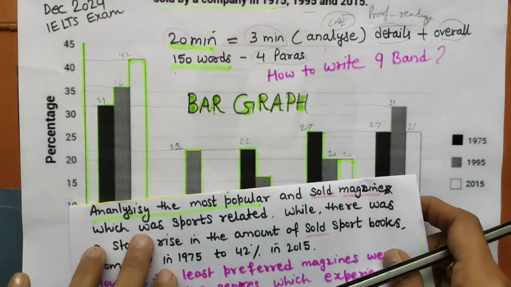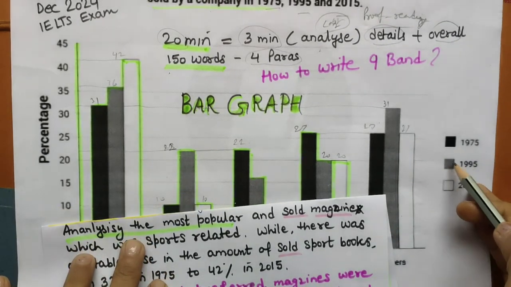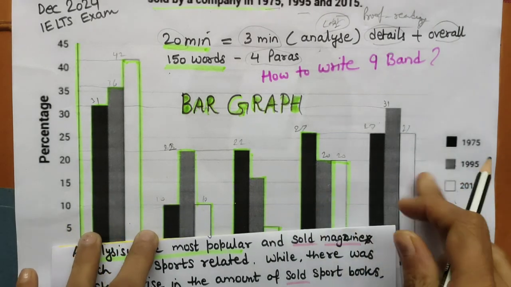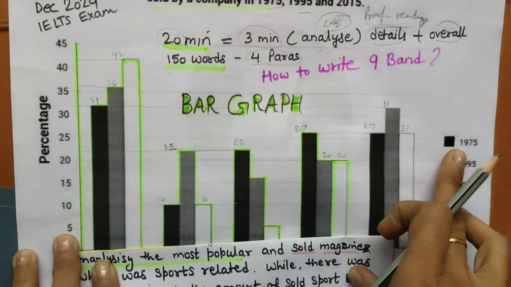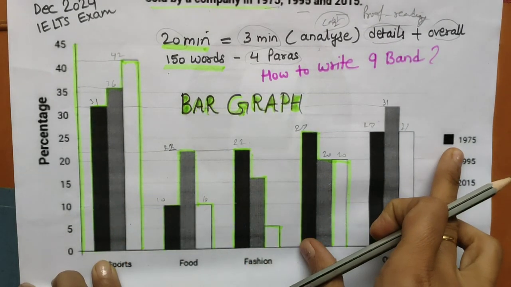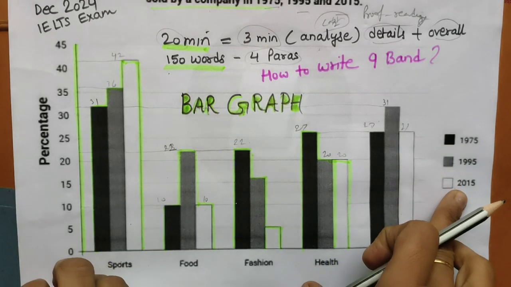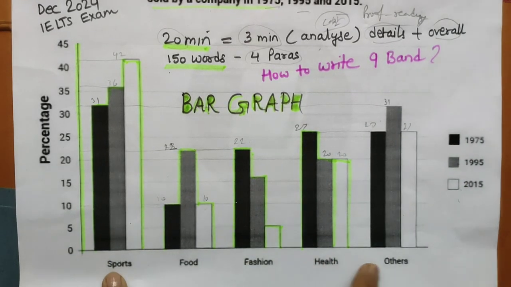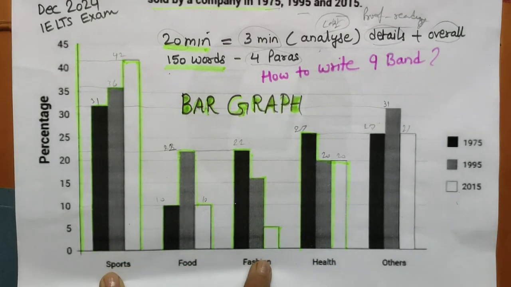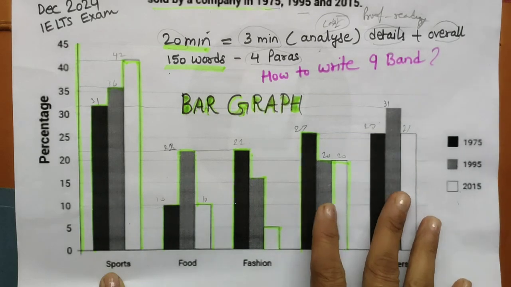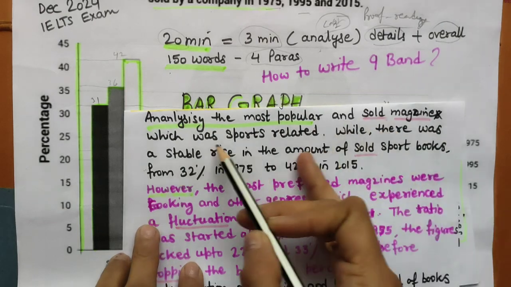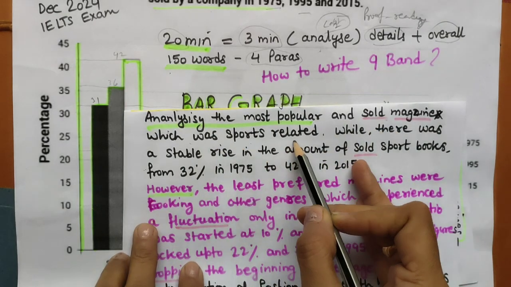How to write the detailed body paragraph? It's your wish. You can write 3 paragraphs for different years, taking the first body paragraph for 1975 and comparing all the categories in 1975, then a 1995 paragraph, and then 2015. But I have taken it category wise. So first I will be talking about the most important category, sports, and then I will combine these two and write separate sentences for these two. Let's see. Analyzing the most popular and sold magazines, which was sports related.